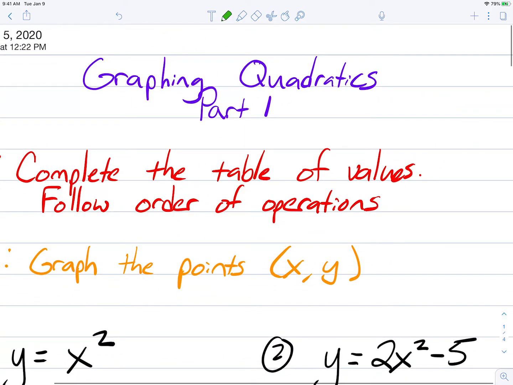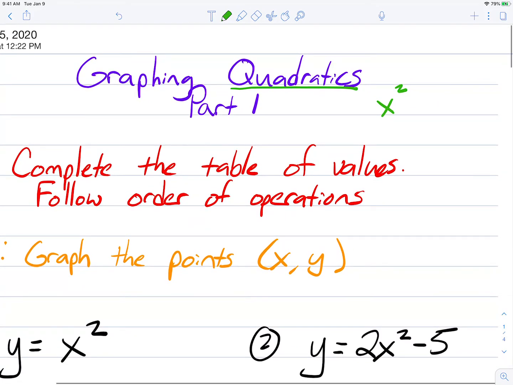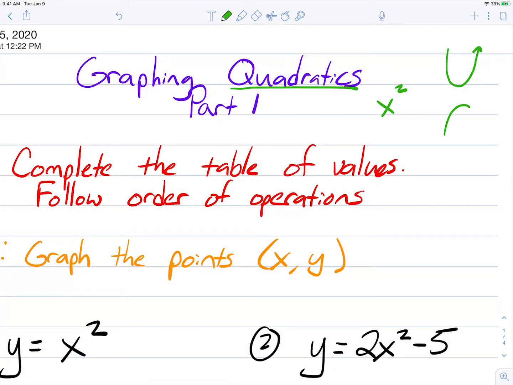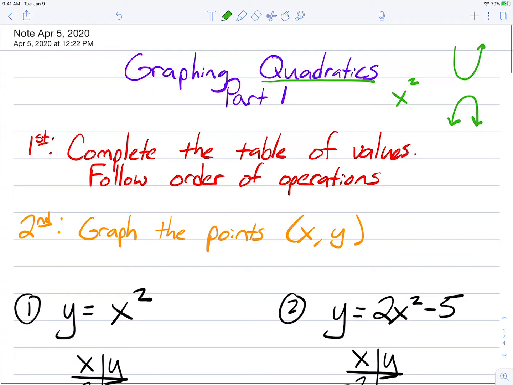So this word quadratics refers to equations that have x squareds in them. And there might be more to it, like a 2x squared or a 2x squared minus 5, like you see on the bottom right-hand screen, something like that. When you graph a quadratic, it looks like a U. And either your U is going to be facing up or your U is going to be facing down. But where it's located on the graph and how it opens depends on the equation. So we're going to start with quadratics today.